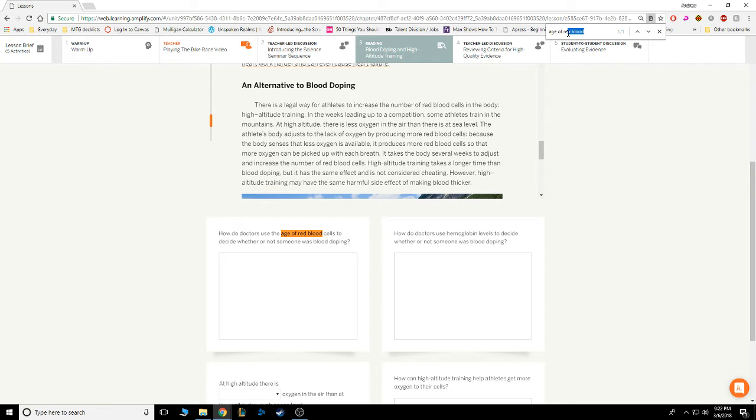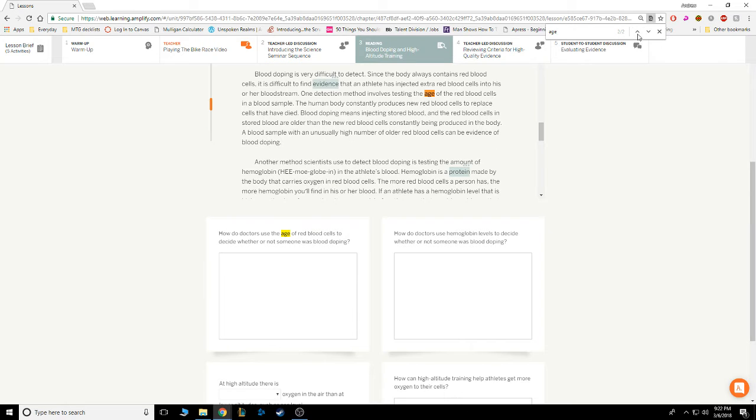So what we're going to do instead is this. We're going to just look for the word age. Alright, there's only 2 instances of the word age in this entire page. So that makes it pretty easy to find. Let's go back up and see if I can find another one. Here it is. One detection method involves testing the age of the red blood cells. Excellent. So by using the computer as a tool with my control F, which is the find function on my Google Chrome browser, I've been able to find the answer more readily.